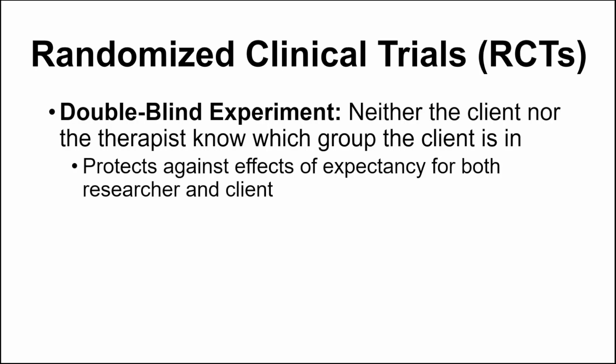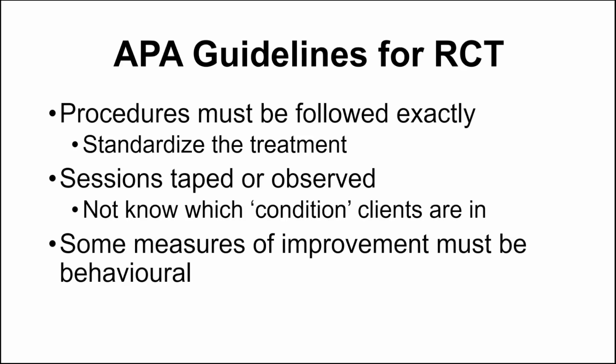If the researcher knows which group the person is in, there's that potential for bias in terms of their interpretations of the data, the measures they get, but also the researchers might behave differently towards the clients, which can itself then influence their behavior. So by using a double-blind experiment, we're trying very, very hard to reduce the possibility of bias from having that existing knowledge by making sure nobody knows what's happening.